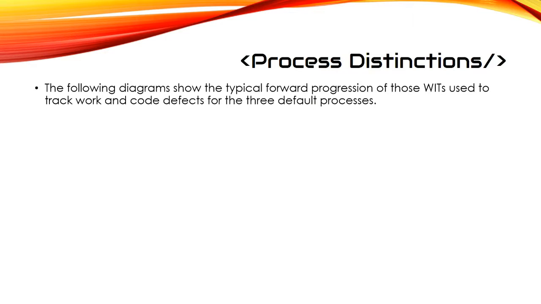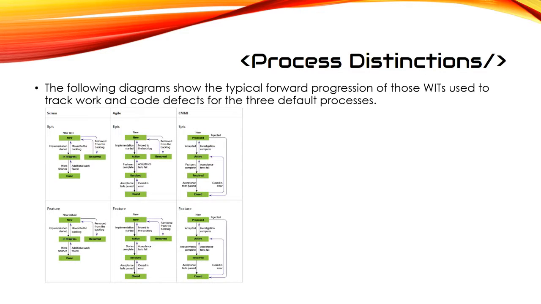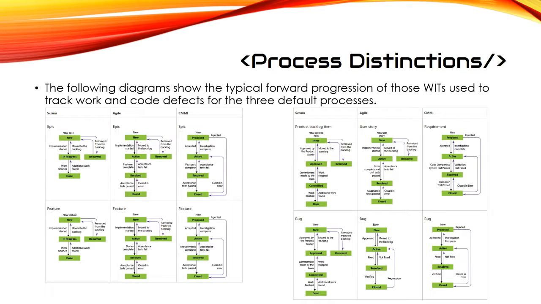The following diagrams show the typical forward progression of those work item types used to track work and code defects for the three default processes. So there's a lot going on here. I'm not going to cover everything, but I just want to touch on a few high points. As you can see, these charts are for Scrum, Agile, and CMMI.